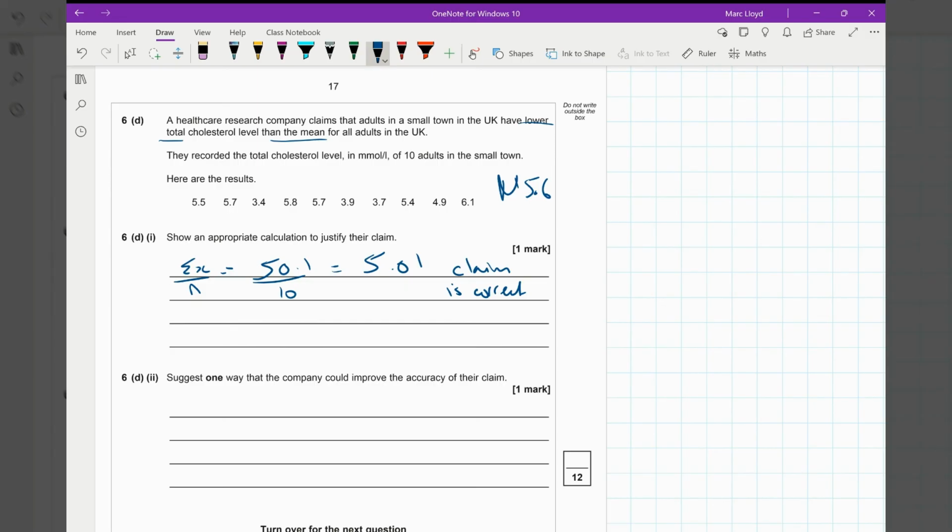And there's just one way that the company could improve the accuracy of their claim. So what they could do is take a sample size much greater than 10. Because the more pieces of data you've got, the more accurate your claims are. Okay, that's question 6 done.